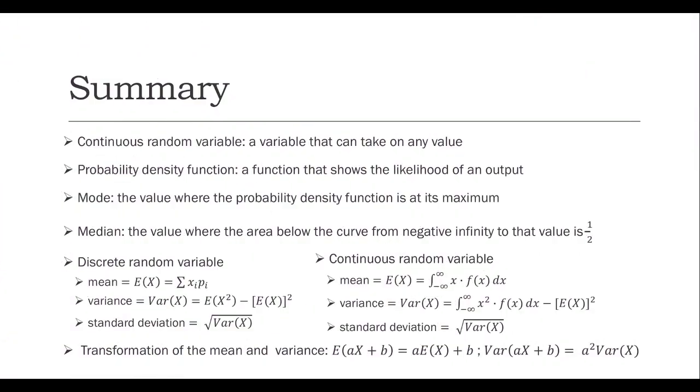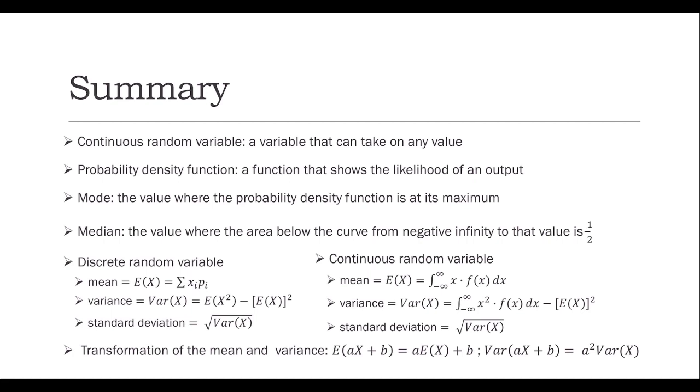So in summary, a continuous random variable is a variable that can take on any value. A probability density function is a function that shows the likelihood of an output. To find the mode, you'll find the value where the probability density function is at its maximum. To find the median, you'll find the value where the area below the curve from negative infinity to that value is 1/2. For a discrete random variable, your mean is the sum of your x values times their probabilities. Your variance is your expected value of x squared minus the expected value of x, squared, and then your standard deviation is the square root of that variance.